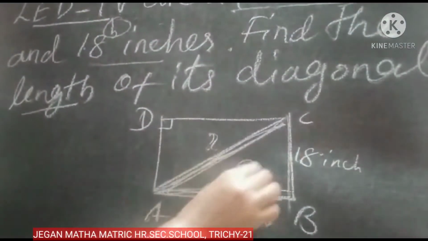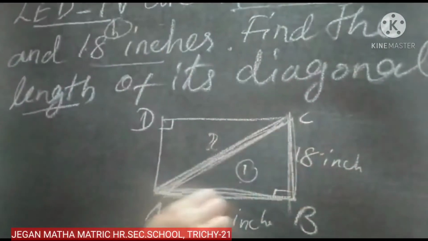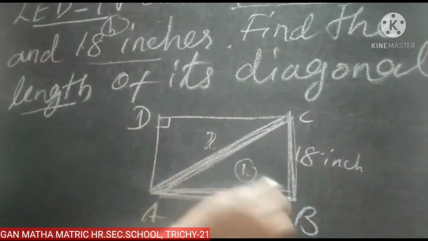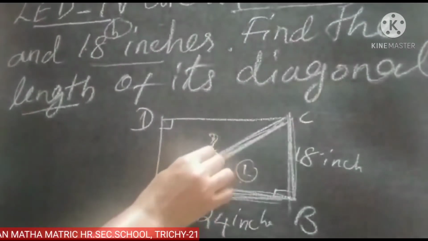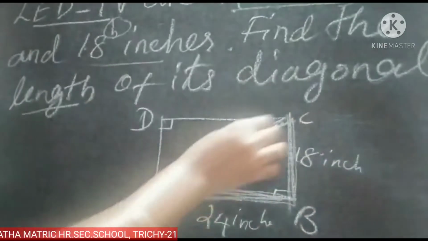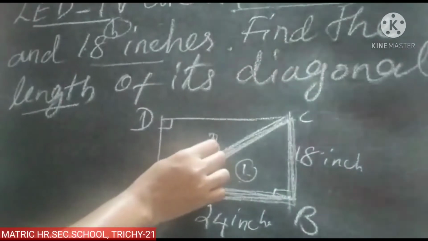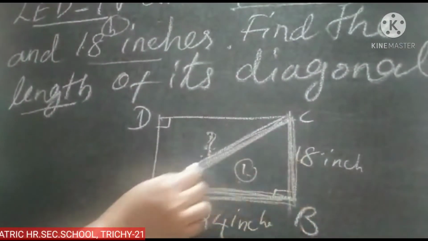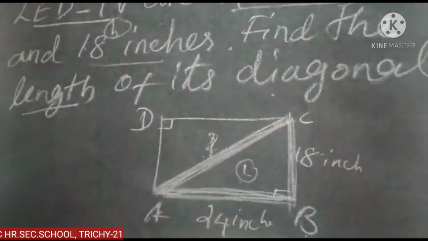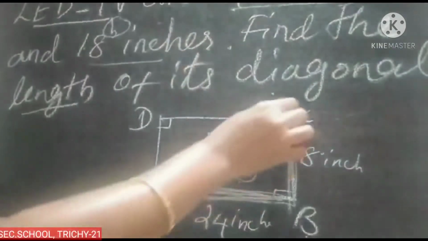Let us consider this triangle, which has a right angle. Using the Pythagoras theorem, we find the longest side. In this right angle triangle, the longest side is the hypotenuse. You have to find this value only. That is, AC square equals AB square plus BC square. You have to find that value for this longest side.